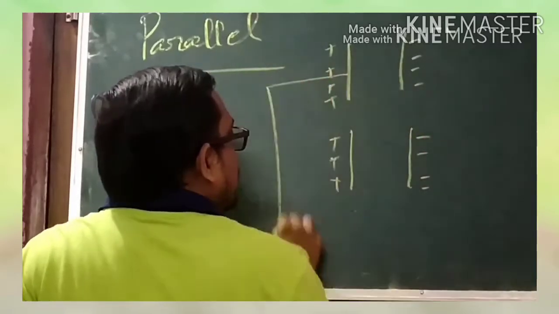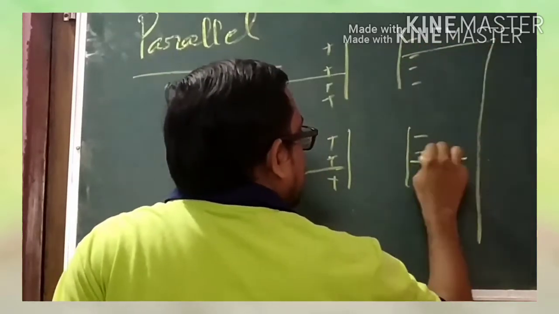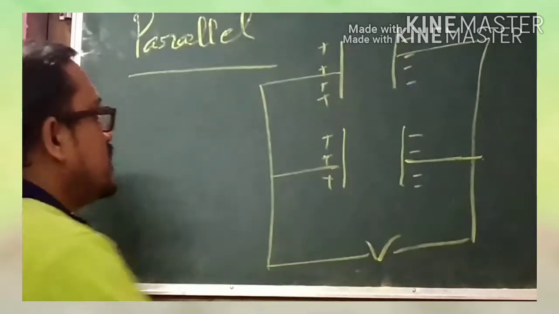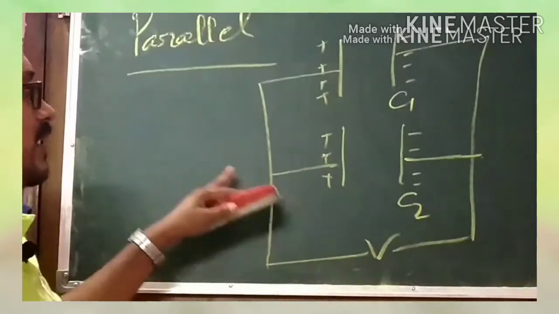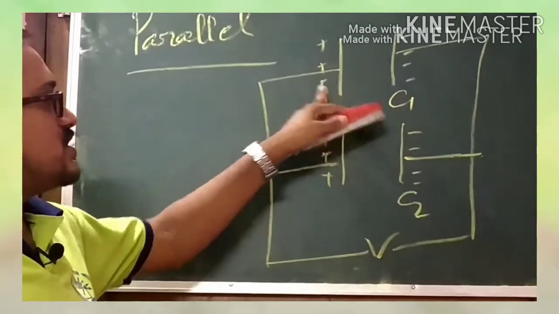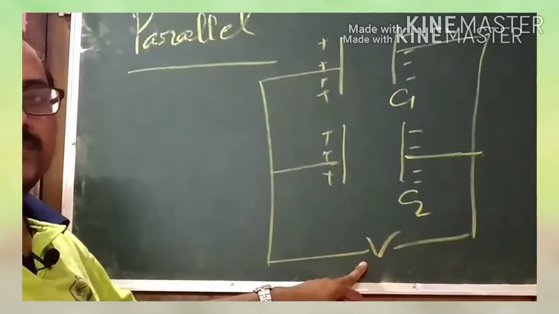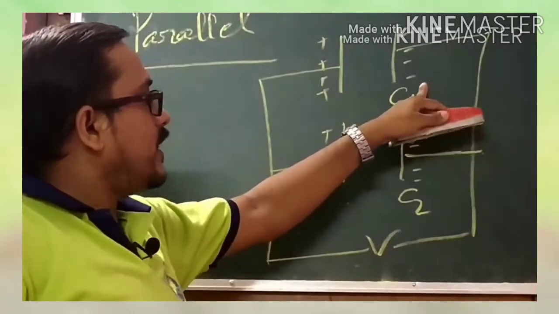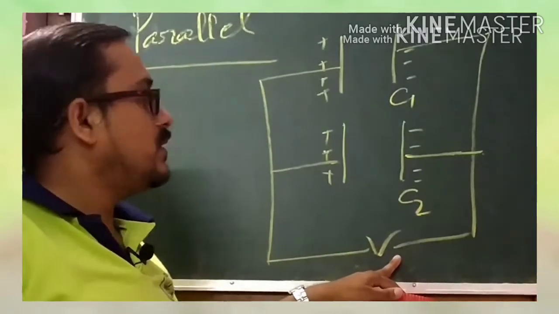Now they are connected like this, and this is also a battery. So this is capacitor 1 and this is capacitor 2. In parallel combination, we have connected the positive terminals of both capacitors to the positive side of the battery, and the negative sides of capacitors C1 and C2 are connected to the negative terminal of the battery.